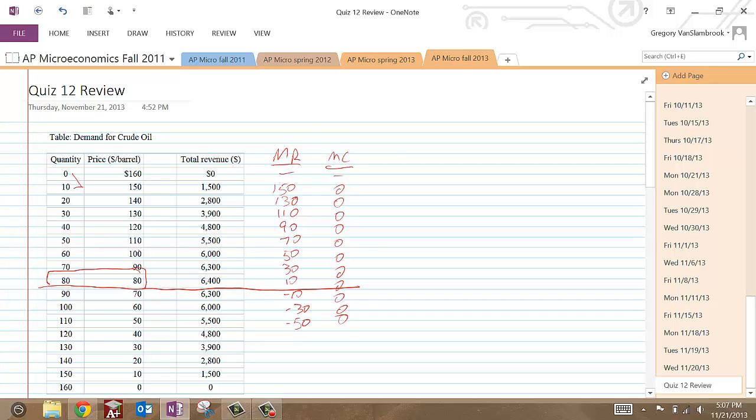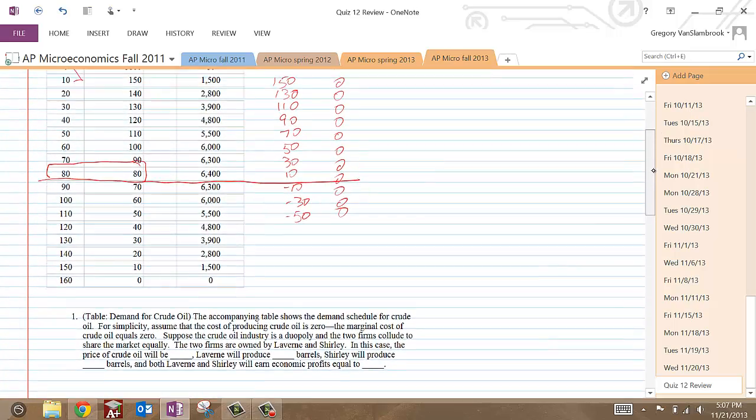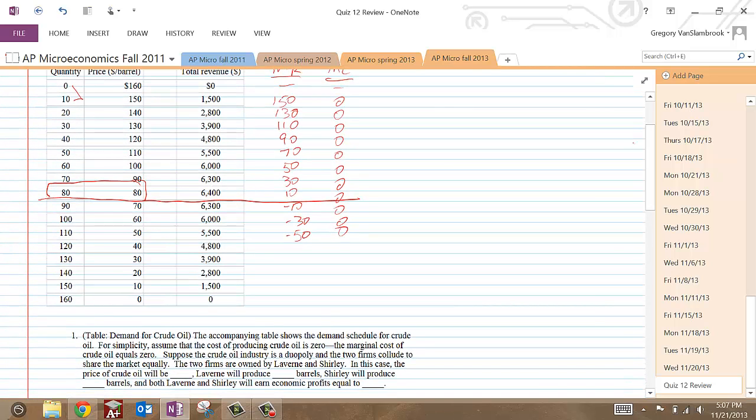So the problem asks us what happens if Laverne and Shirley split the market and produce at a quantity and price that a monopolist would produce at. And so use L for Laverne. Laverne would have a quantity of 40, half of that 80. Price for that would be 80.